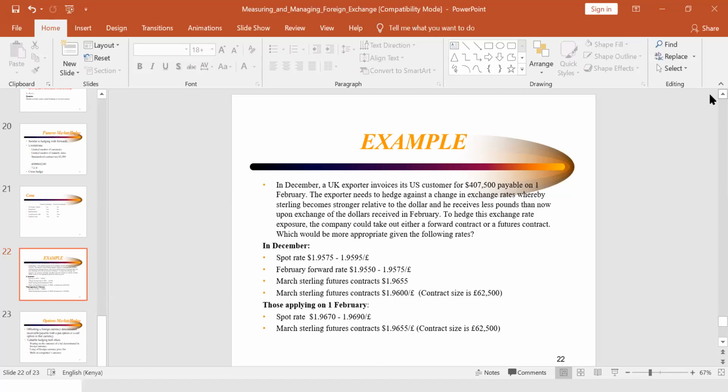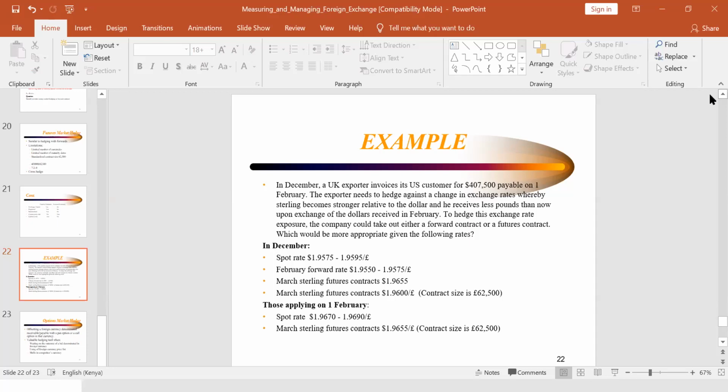It's payable in February. The exporter needs to hedge against an exchange rate whereby sterling becomes stronger, in case there is a variance in the exchange rate. To hedge this exchange rate exposure, the company could take out either a forward contract or a future contract. Which one would be more appropriate?